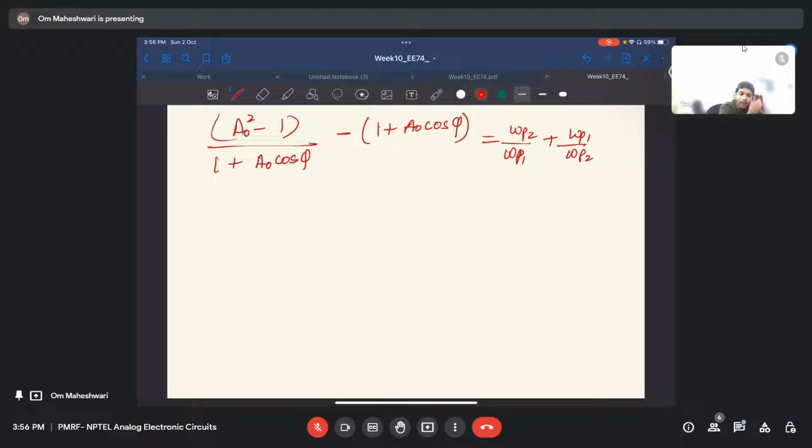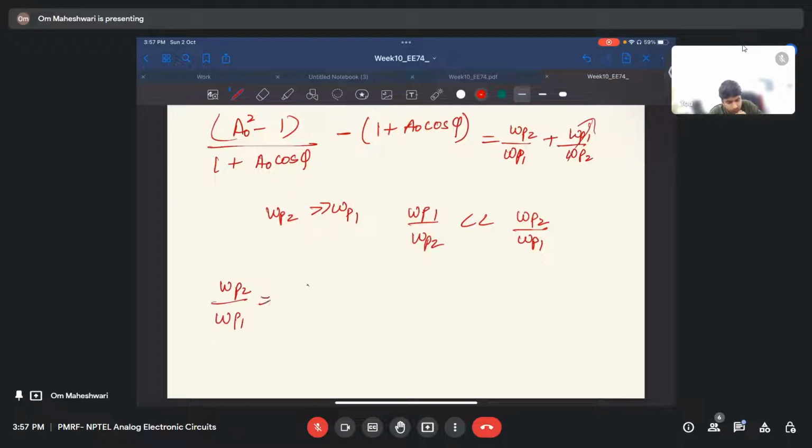Now here we have to take an assumption that one of the poles is very large. Let's say omega p2 is much greater than omega p1. Then omega p1 by omega p2 is very small in comparison to omega p2 by omega p1. So we will ignore this and we will get this as the ratio. So omega p2 by omega p1 equals a naught square minus 1 by 1 plus a naught cos phi, minus 1 plus a naught cos phi.